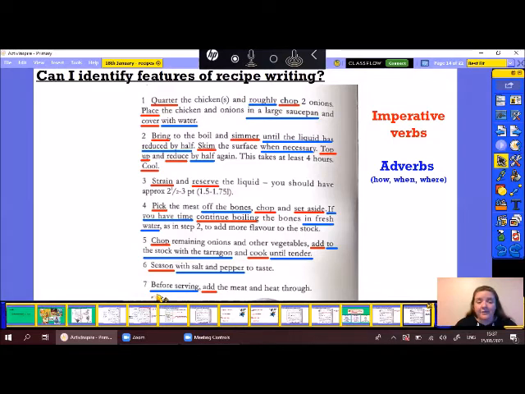And particularly at the bottom here, that's what comes at the beginning of our sentence. So that's a fronted adverbial because it comes at the front of the sentence and it comes before our imperative verb.